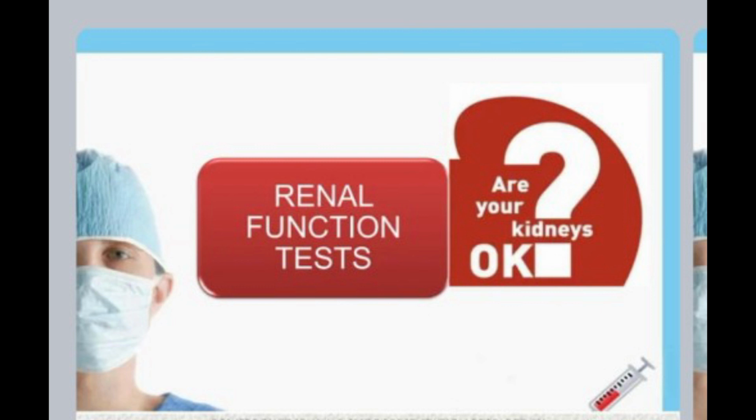Enzymatic method: estimation of urea by glutamate dehydrogenase, a kinetic method. Clinical significance, normal values: serum or plasma 15 to 40 milligram per deciliter, 2.49 to 7.47 millimolar per liter. Blood urea nitrogen 7 to 21 milligram per deciliter.